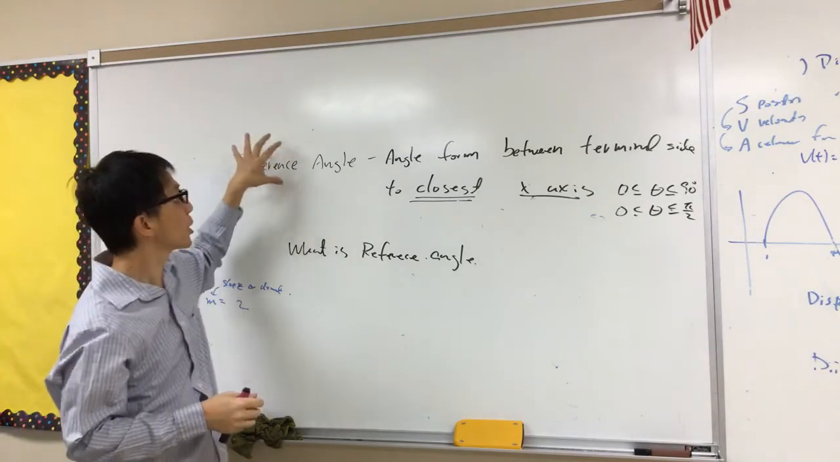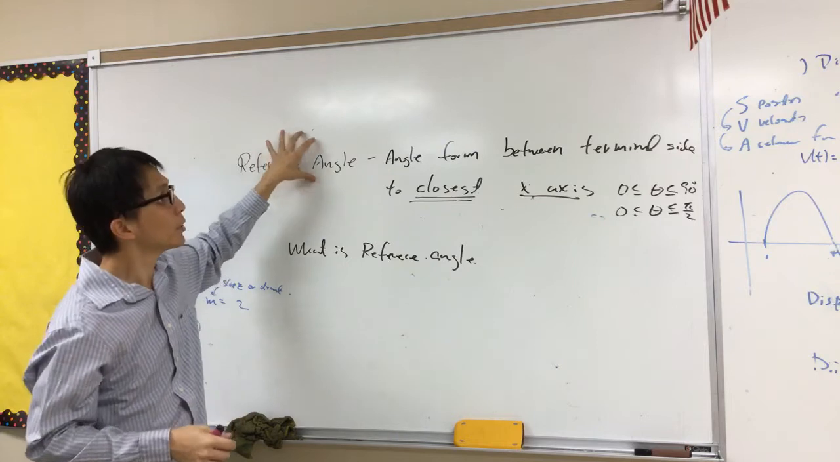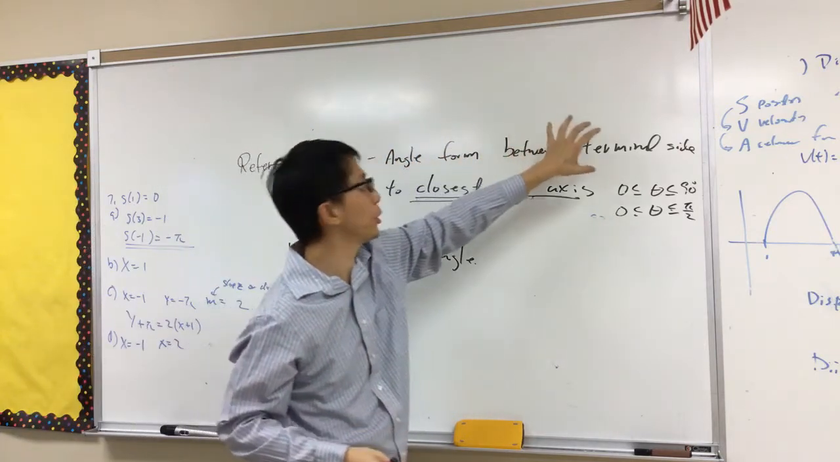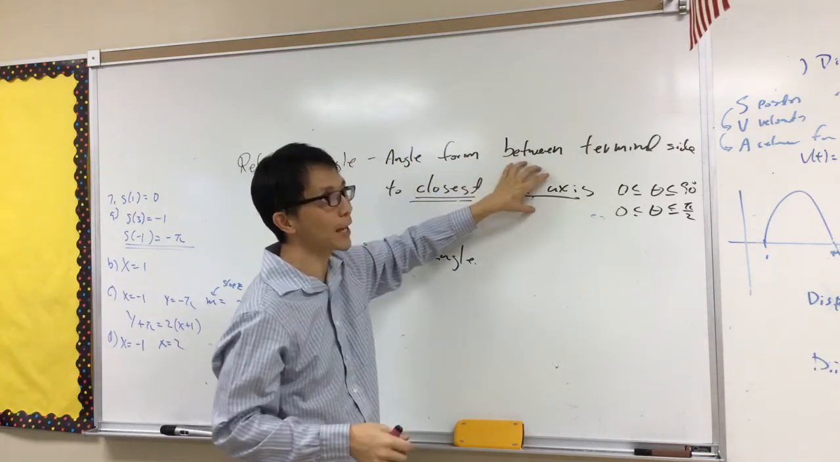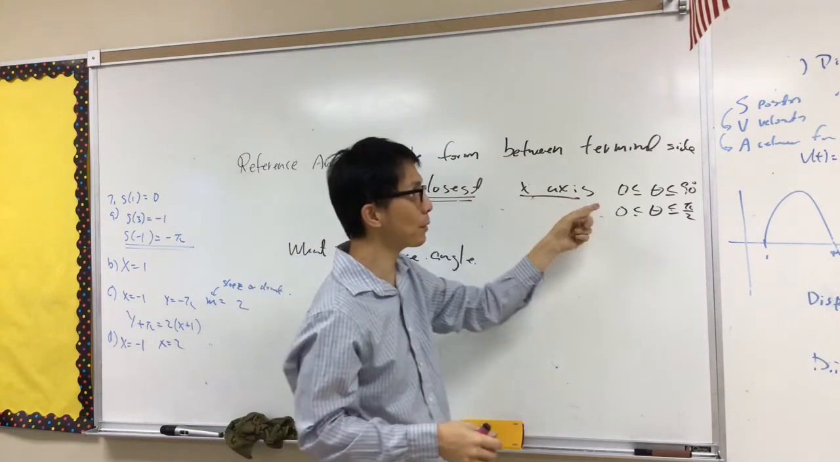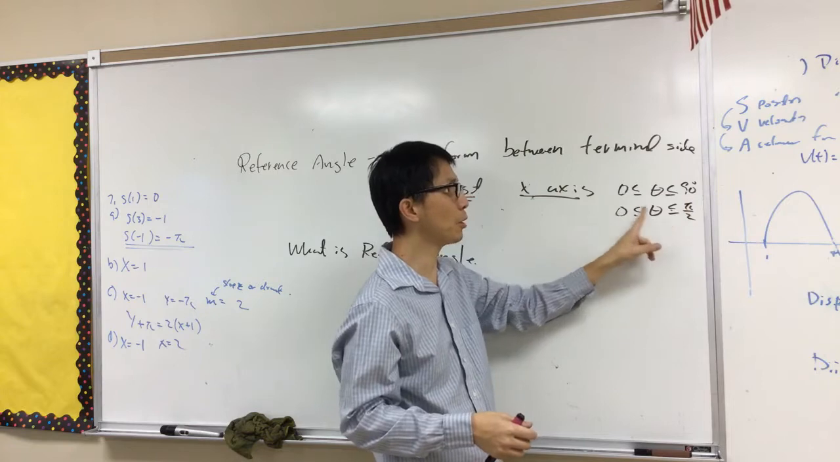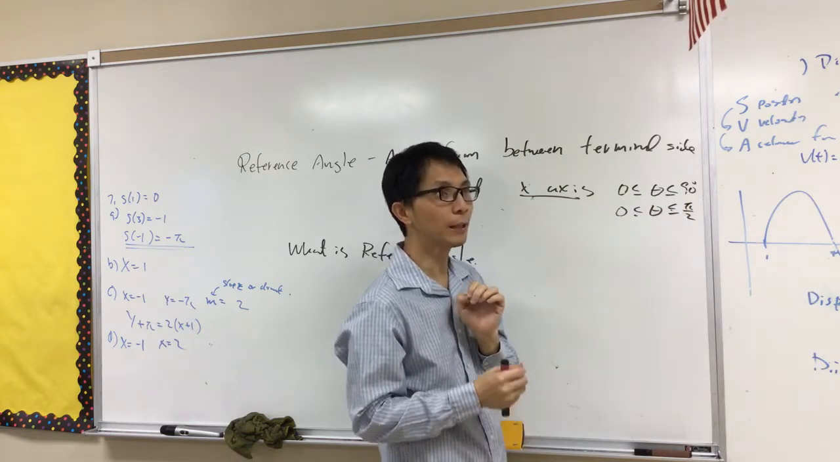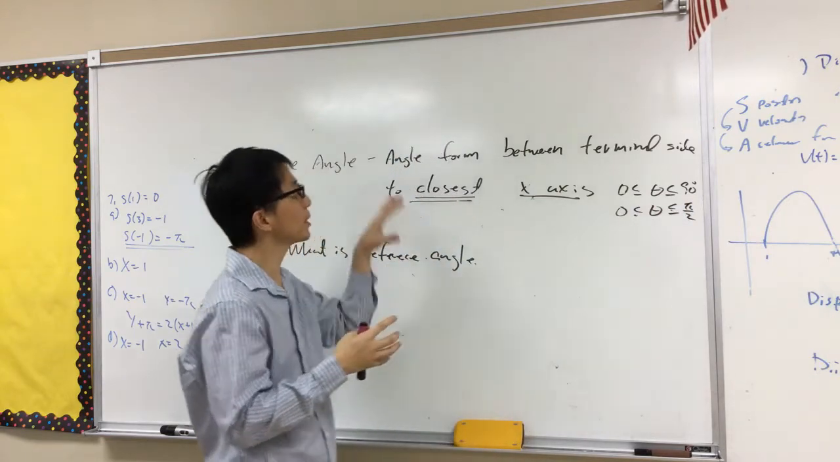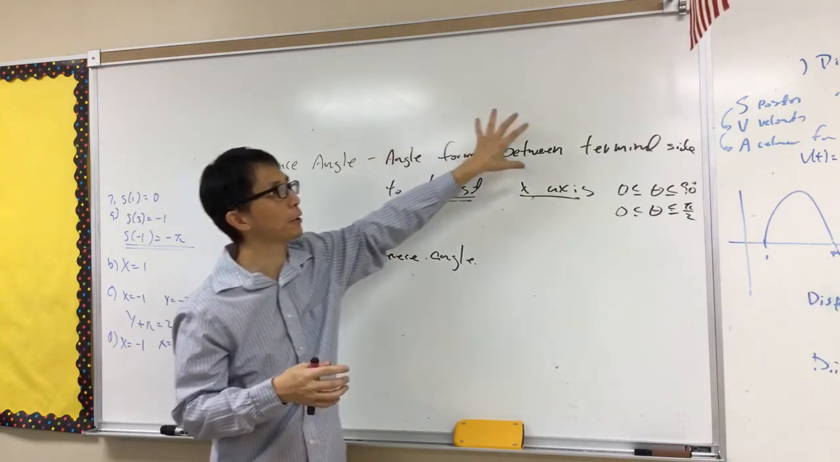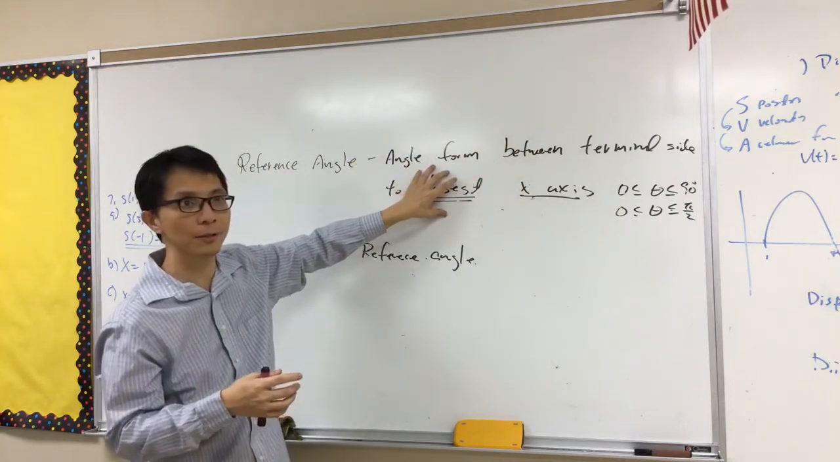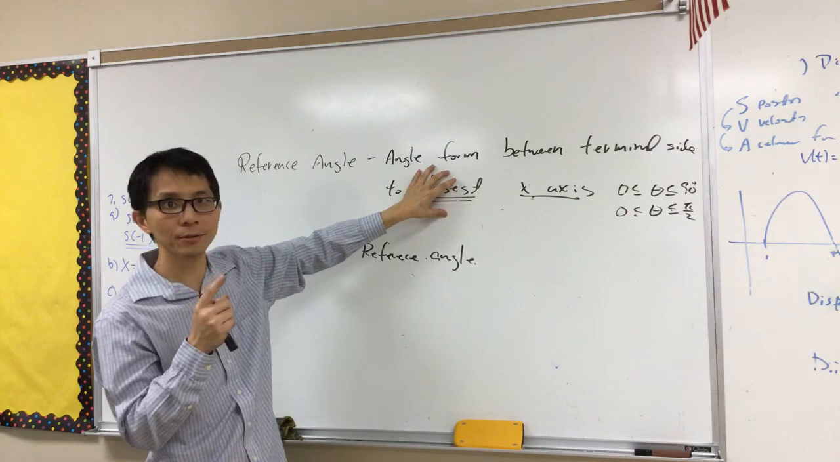Okay, so reference angle, right? The angle formed between the terminal side and the closest x-axis. The angle must be defined as 0 to 90 degrees, or 0 to pi over 2. So just think about all those things. What I mean by the angle formed between the terminal side and the closest x-axis: why do I choose closest?